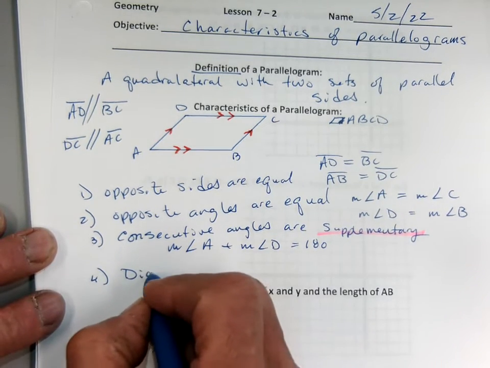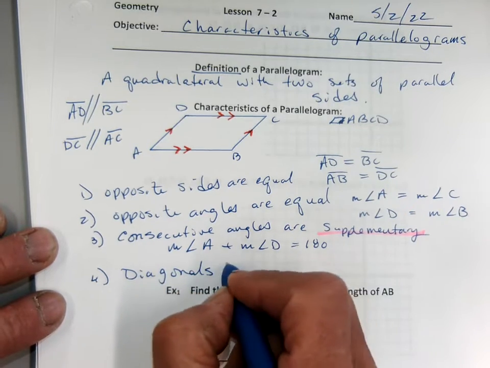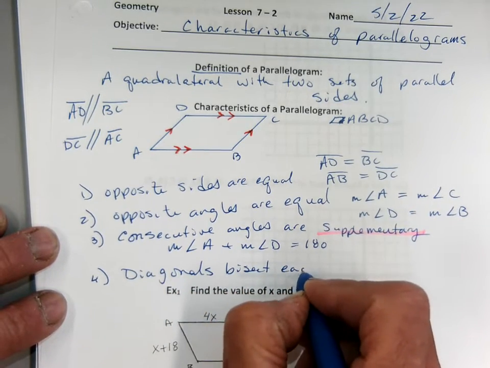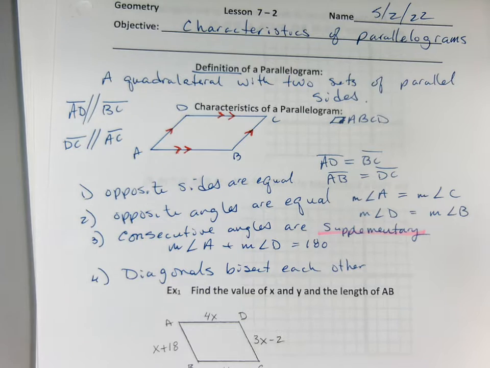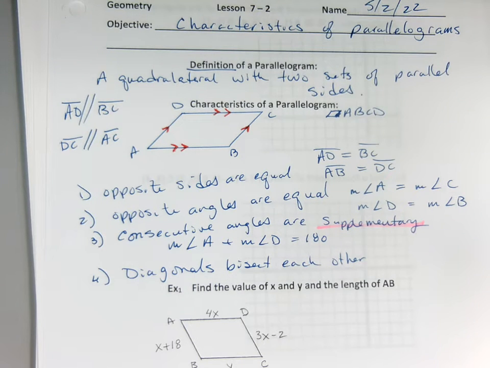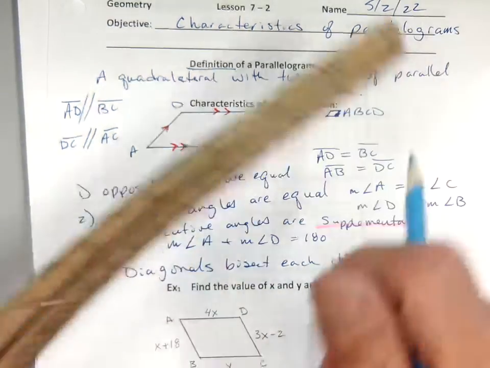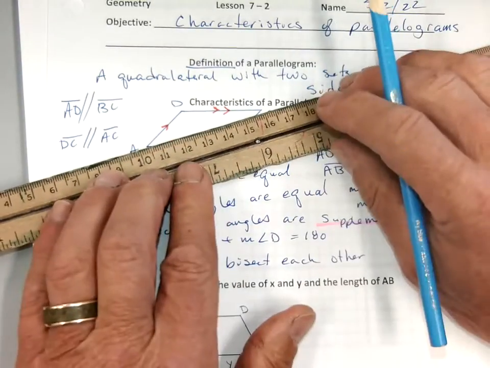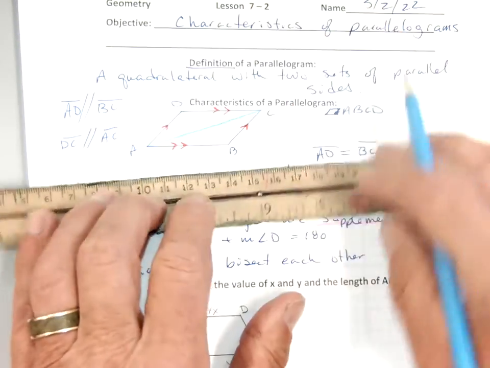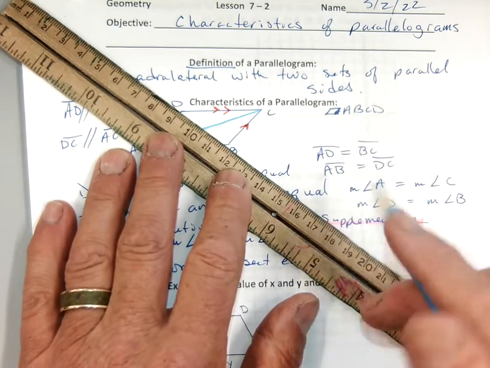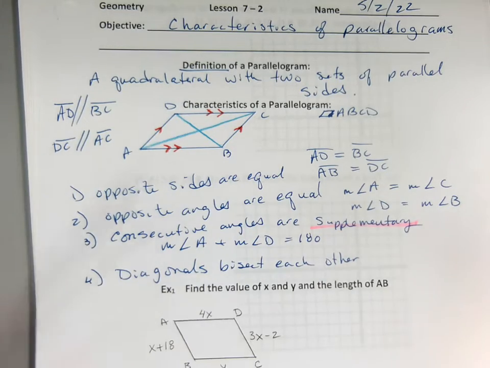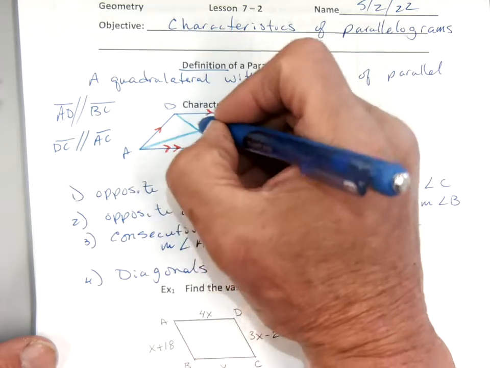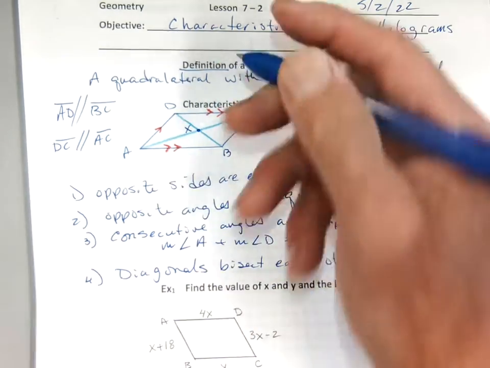Diagonals bisect each other. Let me draw those in. Diagonals are the lines that go through it from angle to angle. Here's my diagonals. There's a diagonal, and there's a diagonal. I've got an intersection, so I'm going to call that point X.